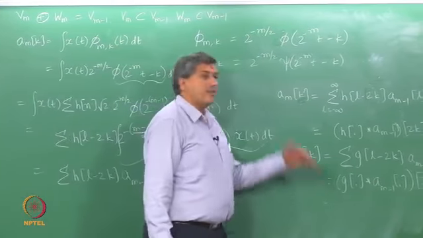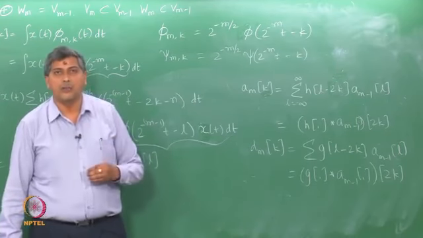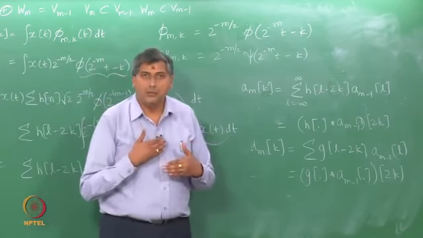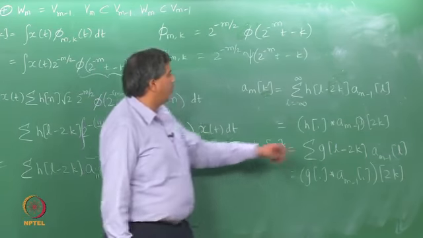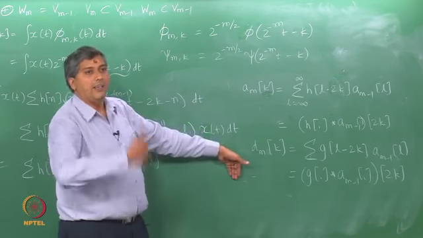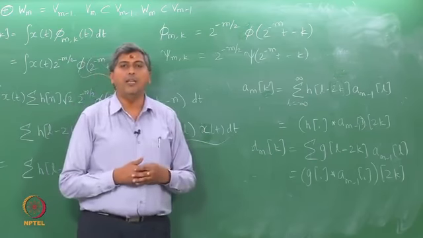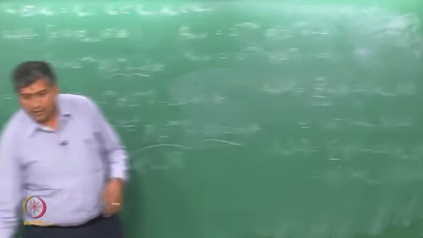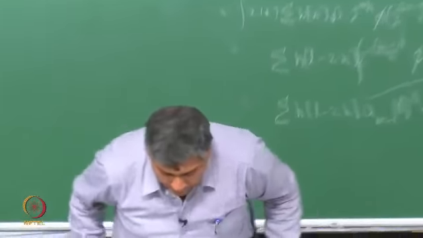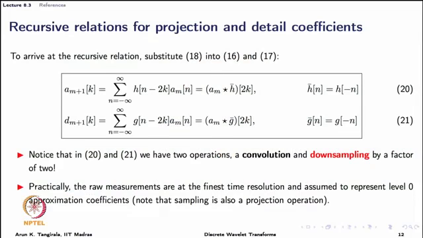I start off at a certain level. What level do I start off with? We will talk about it very soon, but I start off with a certain level at which I know the approximation coefficients and then obtain A and D recursively. It is a beautiful algorithm therefore, because convolutions can be implemented in a very efficient manner. So, equations 20 and 21 essentially summarize or give you the relations.